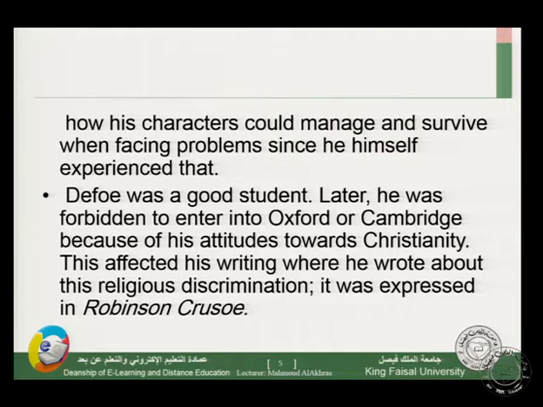Defoe was a good student. Later he was forbidden to enter into Oxford or Cambridge because of his attitudes towards Christianity. This affected his writing, where he wrote about this religious discrimination. It was expressed in Robinson Crusoe. We are going to see the religious discrimination and the religious impact on his writing, especially, you remember, we are going to analyze Robinson Crusoe.